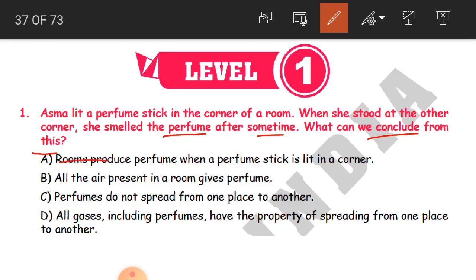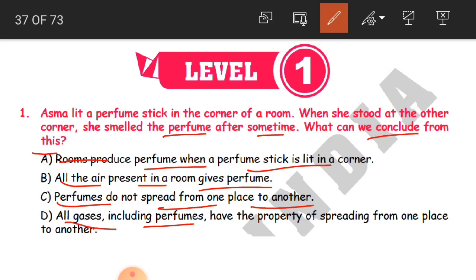Okay, rooms produce perfume. When a perfume stick is lit in a corner, all the air present in a room gives perfume. Perfumes do not spread from one place to another. All gases including perfumes have the property of spreading from one place to another. So which will be the correct answer, children? Yes, D, that is all gases including perfumes have the property of spreading from one place to another. That is why we get the smell in the entire room.